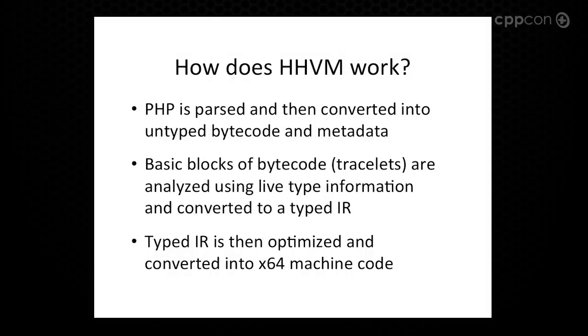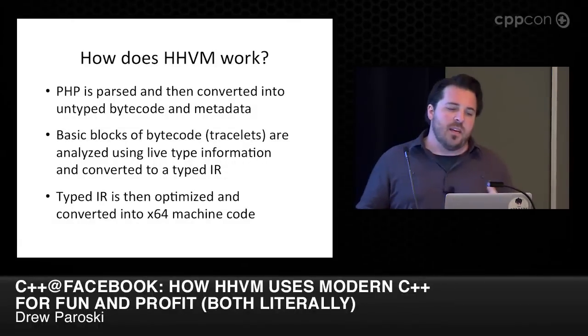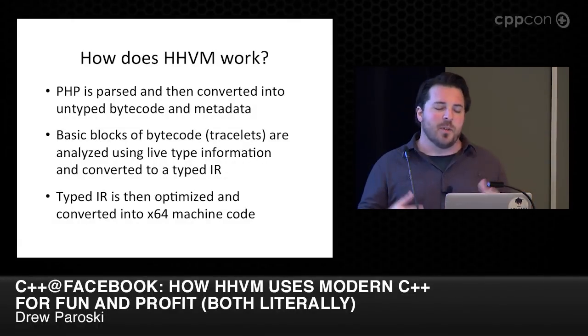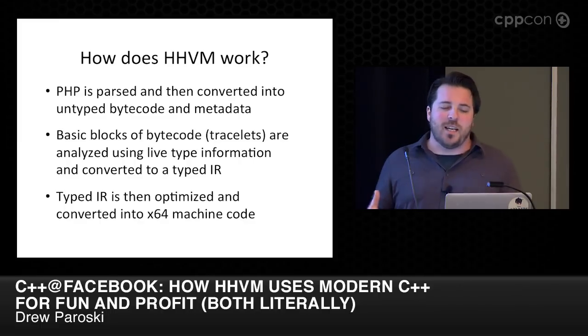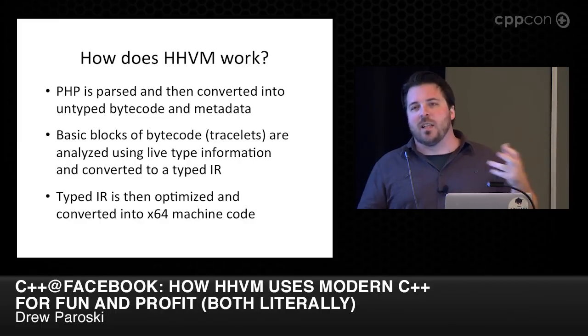So now you know what HHVM is. Next question is, just a little internals. How does it work? The gist is that PHP gets parsed, it gets converted into bytecode and metadata, and then a basic block at a time. We call them tracelets because they're not exactly basic blocks, but basically a basic block at a time gets translated using the live type information.